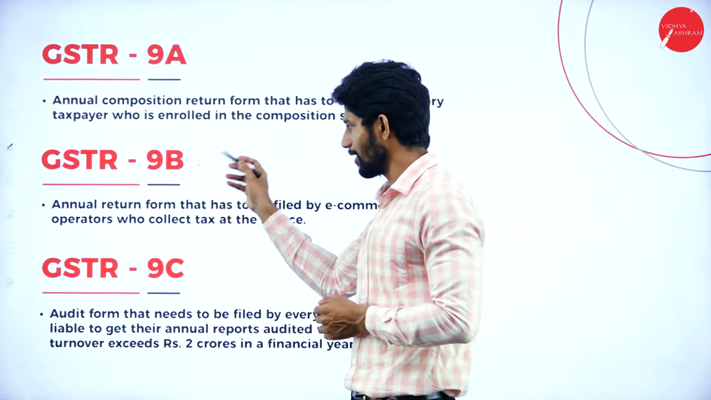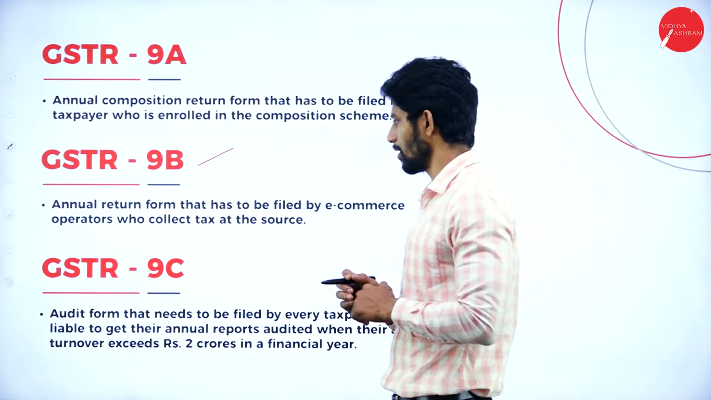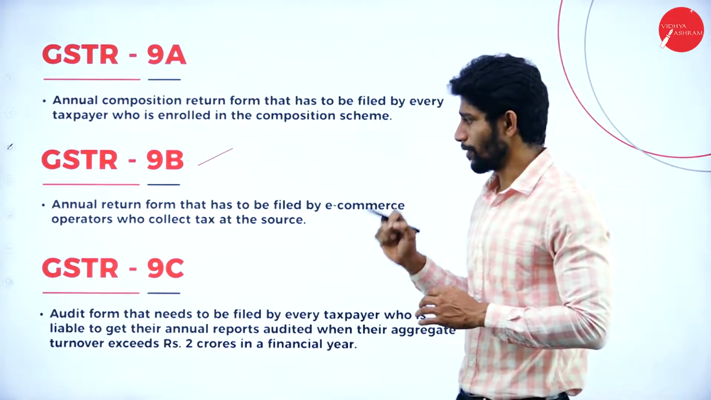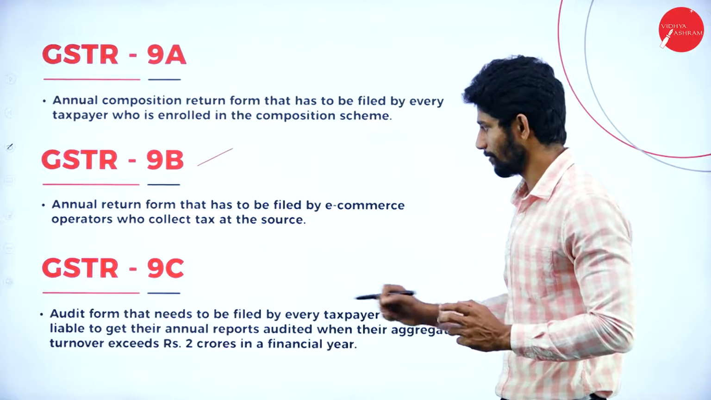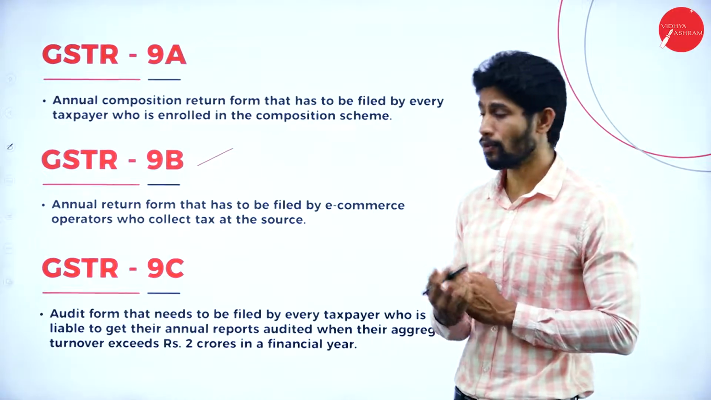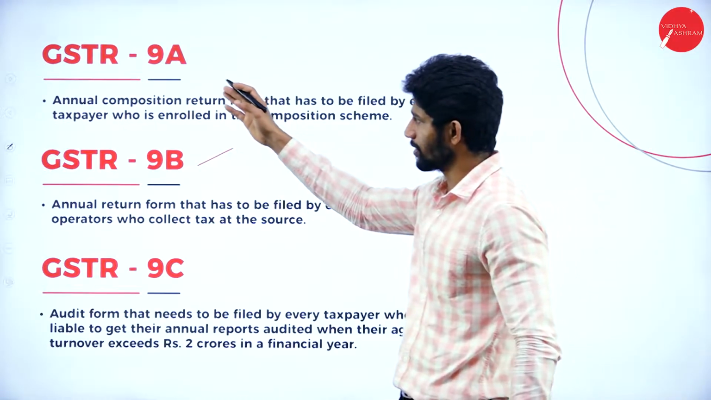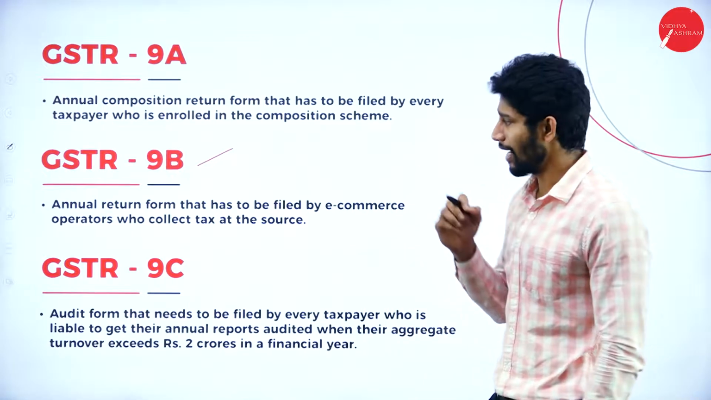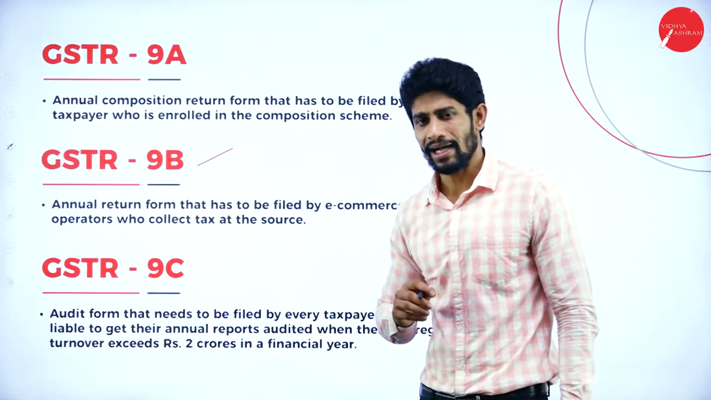Next, GSTR 9B. This is the annual return form that has to be filed by e-commerce operators who collect tax at source. Yes, GSTR 9B is applicable to e-commerce operators. If they are collecting the tax at source, then they are supposed to file the annual return form with the GST authority. So GSTR 9A is applicable to composition scheme business entities, and GSTR 9B is applicable to e-commerce operators who collect the tax at source.